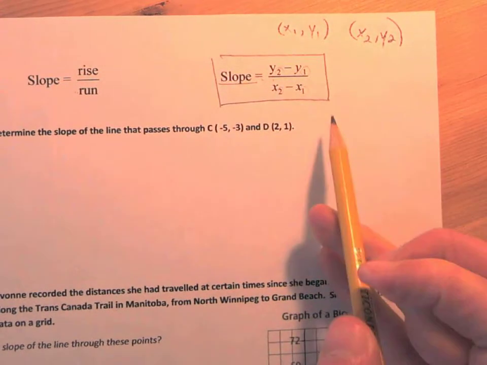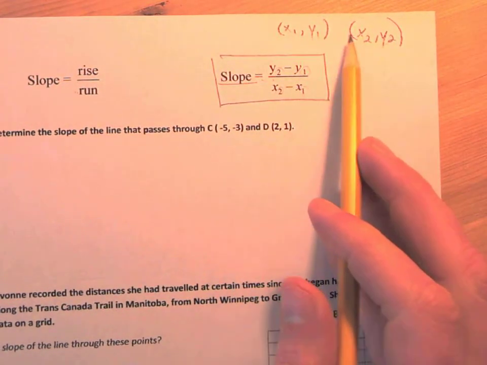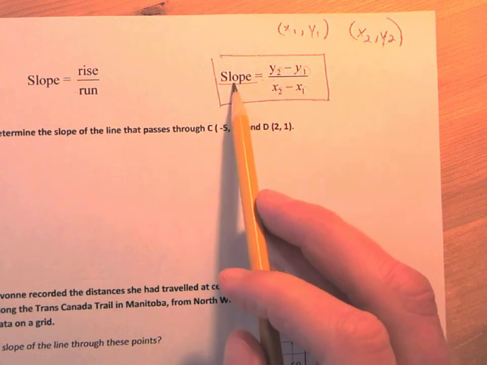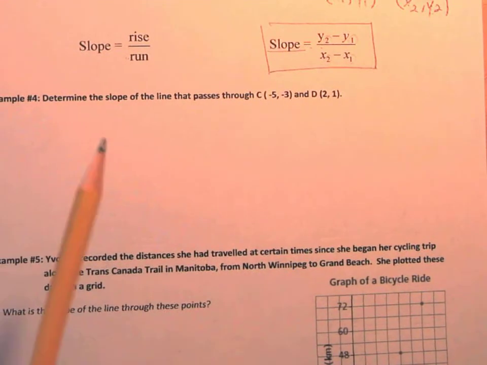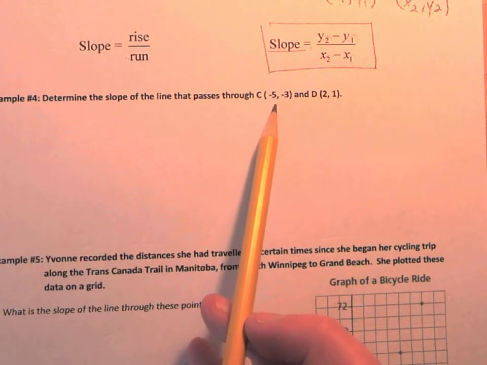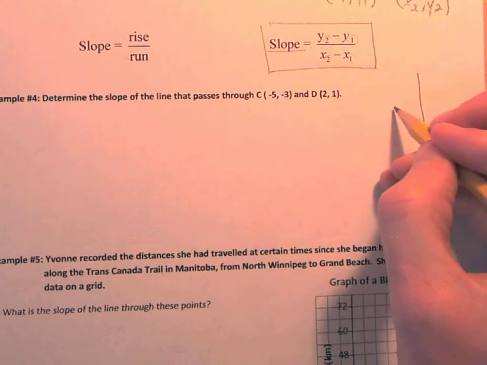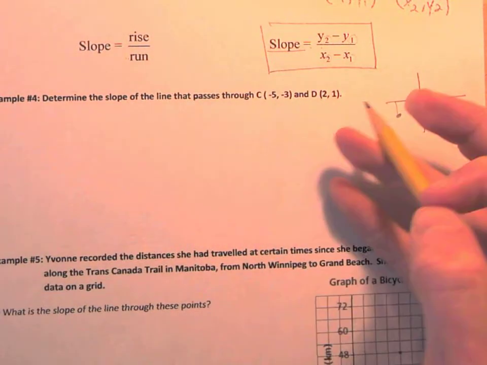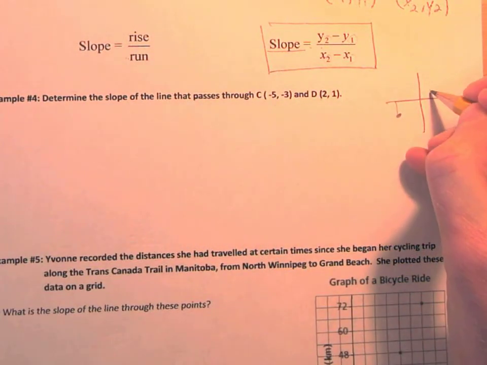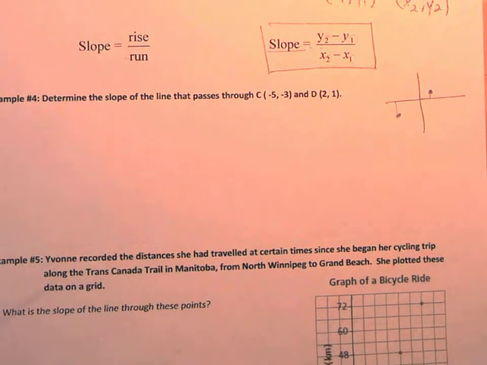Okay, so given 2 points, any 2 points, you can find out the slope by just plugging them into this equation. Here's an example. Say there's a point C, -5, -3. If I drew this really quickly on a graph, it would be -5, -3 around there, and D would be 2, 1, and up 1. Okay, so something like that.